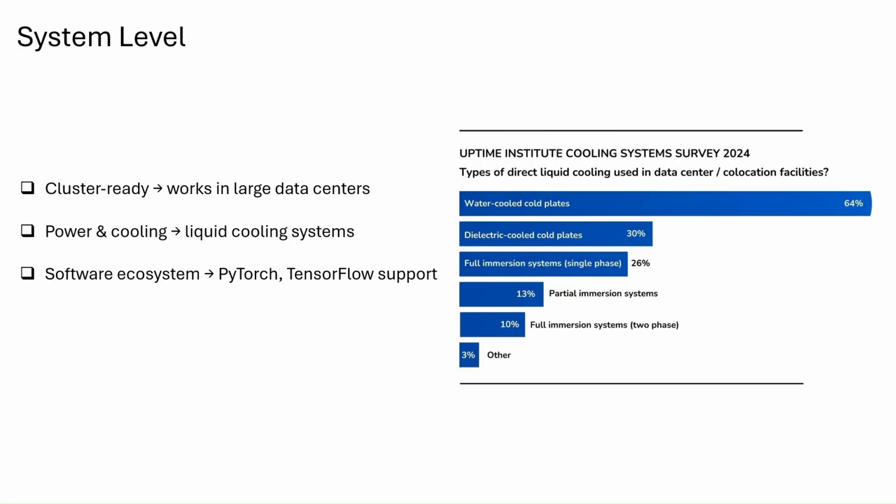A single chip is not enough. They have to scale across entire data centers. That means designing for cluster performance, managing huge power and cooling needs, and making sure AI frameworks like PyTorch, TensorFlow run smoothly on the hardware. Without this system-level integration, even the fastest chip won't reach its full potential.